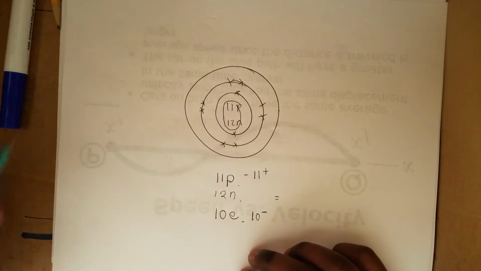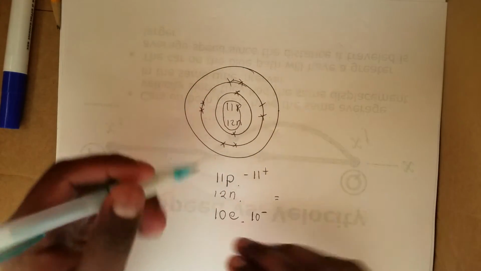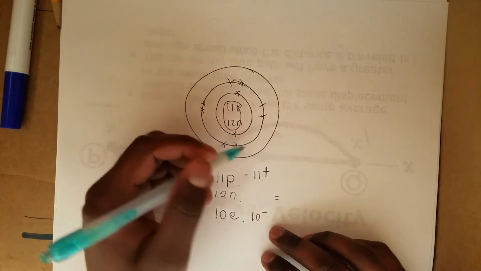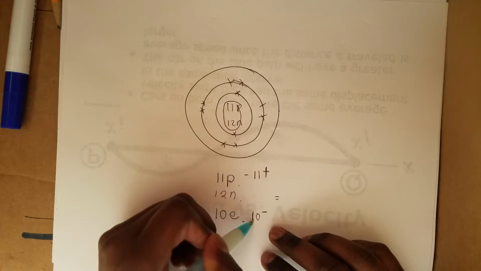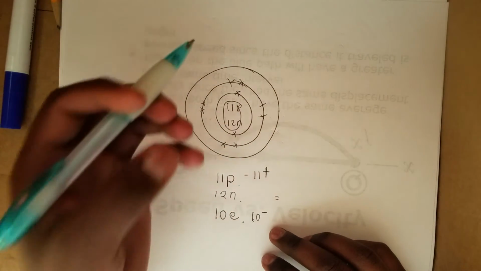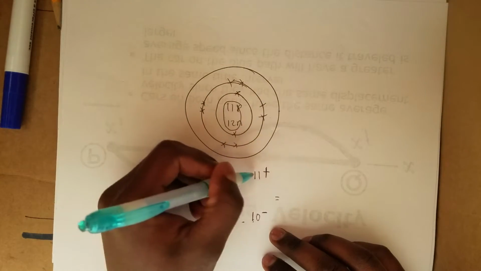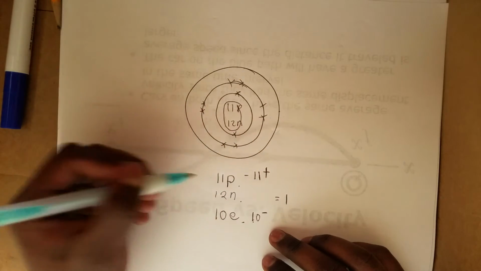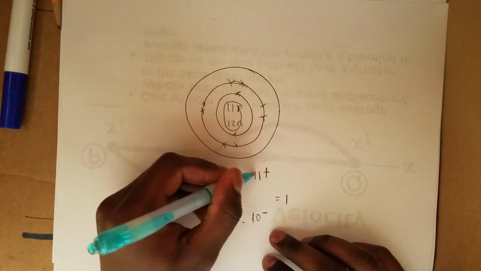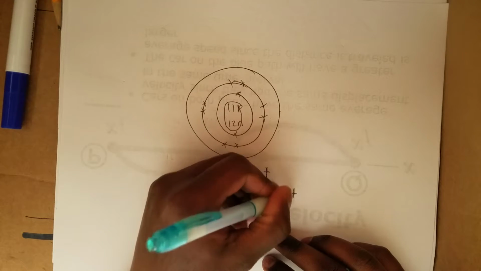If it has 11 protons and only 10 electrons, when they come together, one positive charge will remain. It's simple. It just has more protons than electrons. The extra proton, which is a positive charge, gives you an extra charge, because 11 minus 10 is positive 1. So it simply has a positive 1 charge.